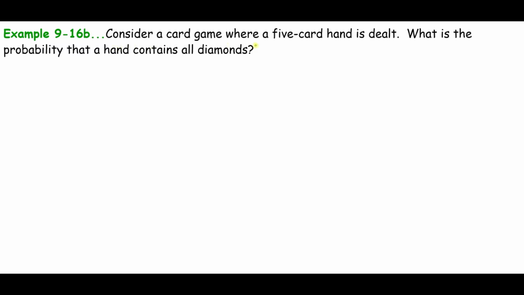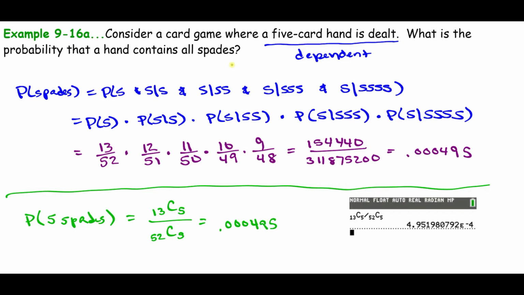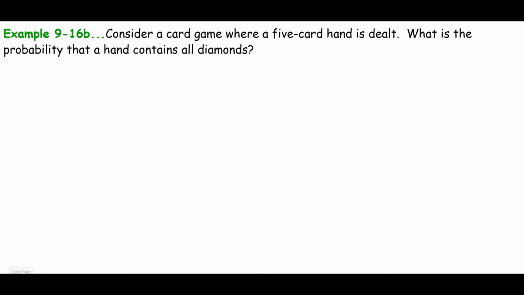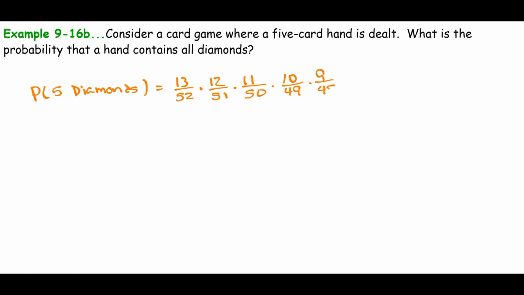All right, again, consider a card game where a 5-card hand is dealt. What's the probability that the hand contains all diamonds? So remember back here, we did what's the probability the hand contains all spades. So this is going to be basically the same question. So we can do it either way. So probability of 5 diamonds. We could do 13 out of 52 times 12 out of 51 times 11 out of 50 times 10 out of 49 times 9 out of 48, which is going to give us 0.000495.